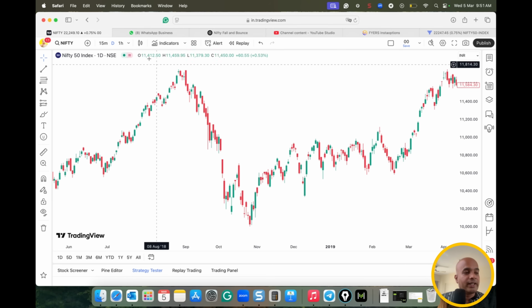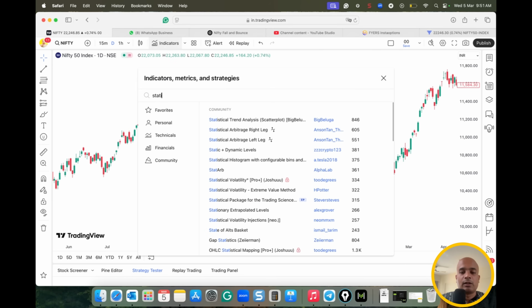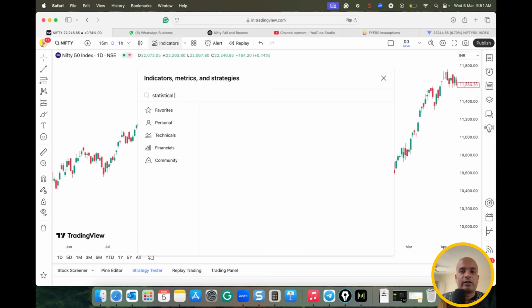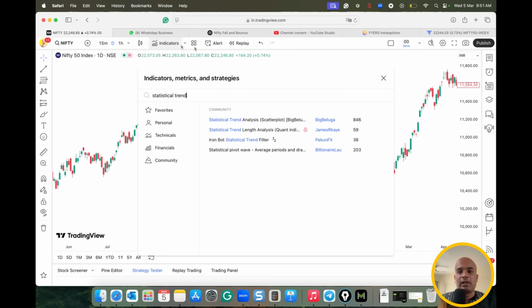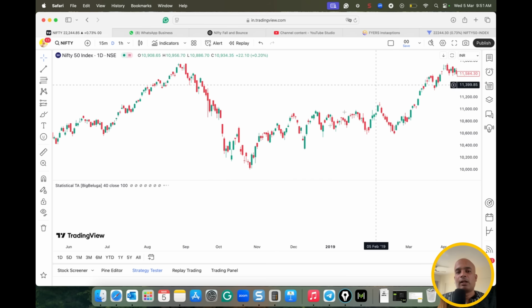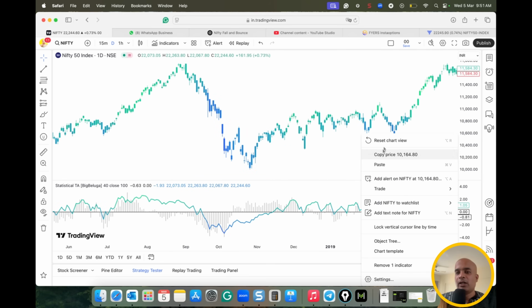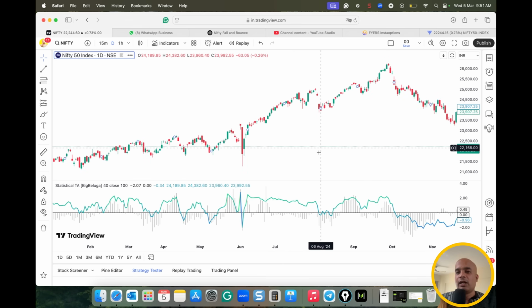The last indicator is statistical trend analysis. I hope the spelling is correct because I'm very poor at stats. So this is similar to MACD. If this particular graph is on the upper side, it means it is bullish. That is one thing. If it is on the downside, it means it is bearish.